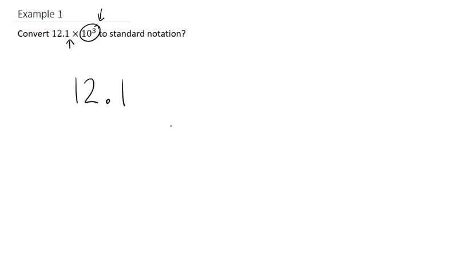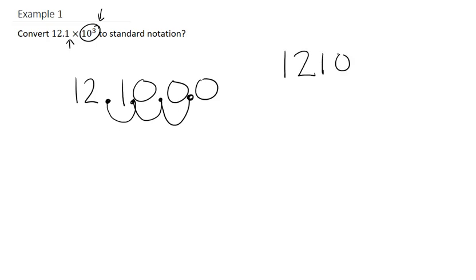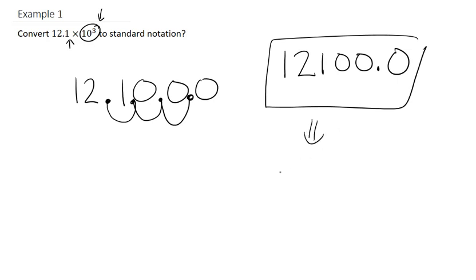So that means we're going to move the decimal to the right and we're going to move it over 3 times. What we mean is 3 decimal places. So we go from here, 1, 2, 3. That's where we end because we move it over 3. So our new answer is 12,100, which you could just write as 12,100.